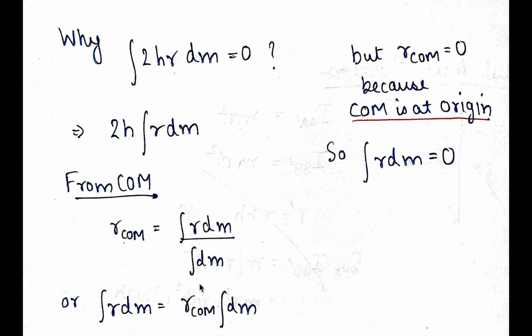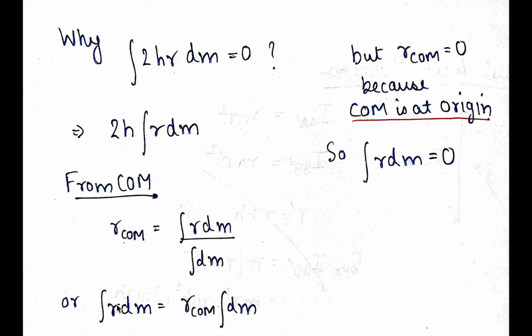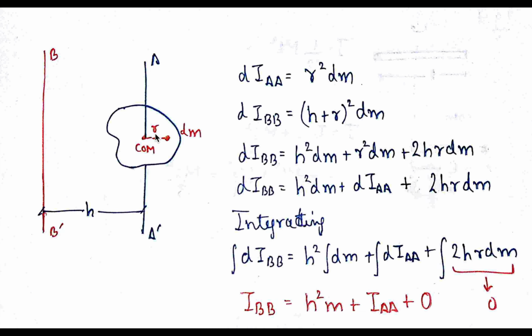Or you can see that the sum of moments of all the particles of this body is equal to 0. This is the sum of all the moments, that is r into m. Because this is 0, this term is 0. Because h and 2 are constant, the only thing left in the integration is this, and this will be equal to 0. So you are only left with these two terms.